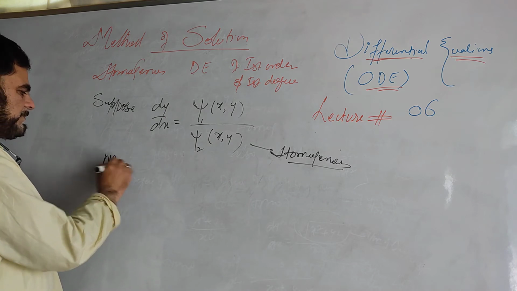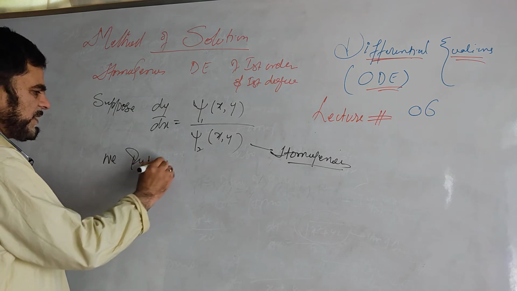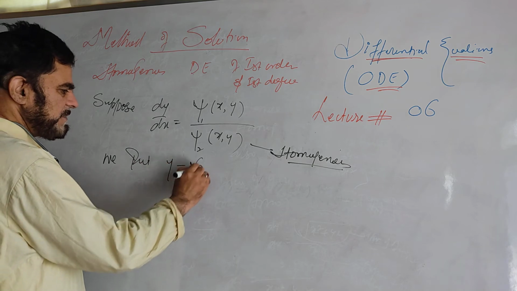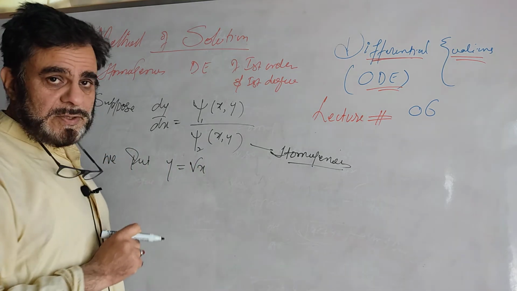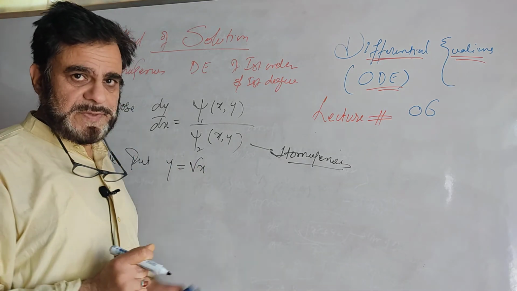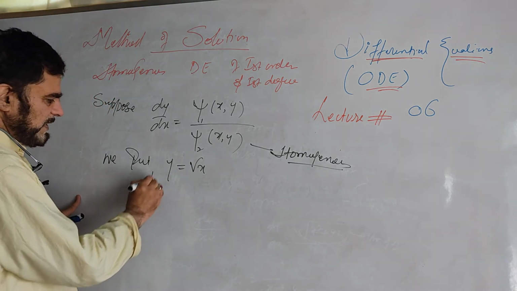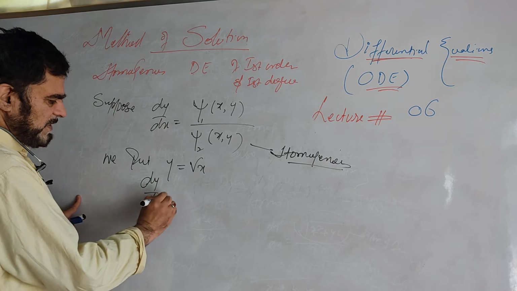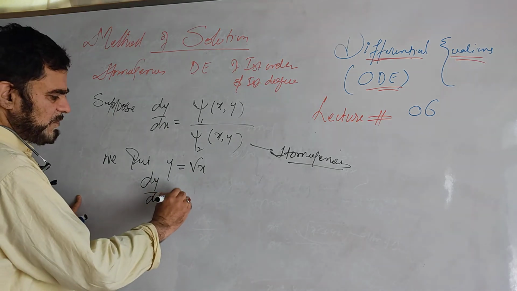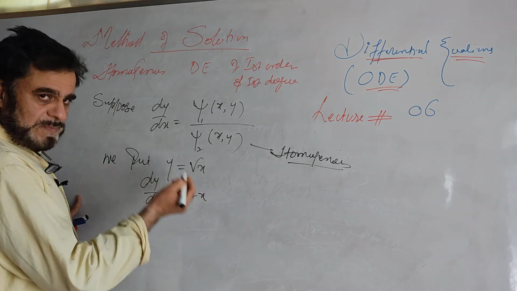We put y is equal to v x. v is not a constant, it is also a variable. v is considered to be a variable. y is equal to v x. We find dy by dx. Differentiation of x is 1, so it is 1 into v plus x times dv by dx, since v is also a function of x.